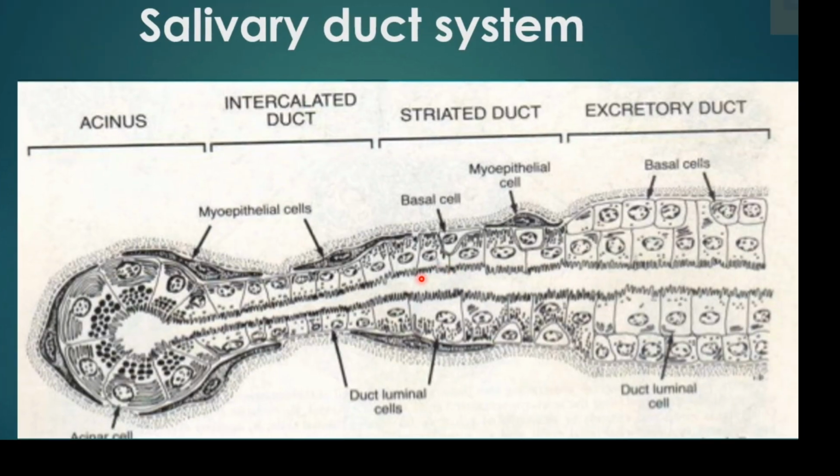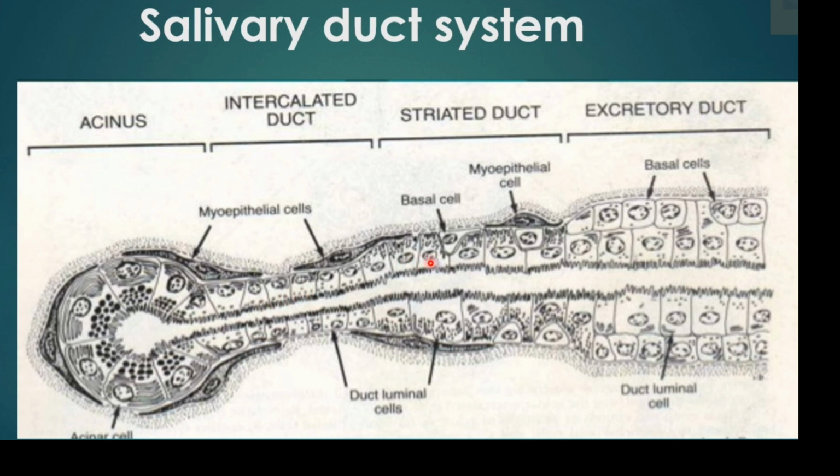Next is the ductal system. You can see this area is the acinus, and here you can see different types of serous acini present, and a myoepithelial cell over here. This is again another myoepithelial cell. This one is the initial part of the duct called the intercalated duct. Here the epithelium is low cuboidal in nature.